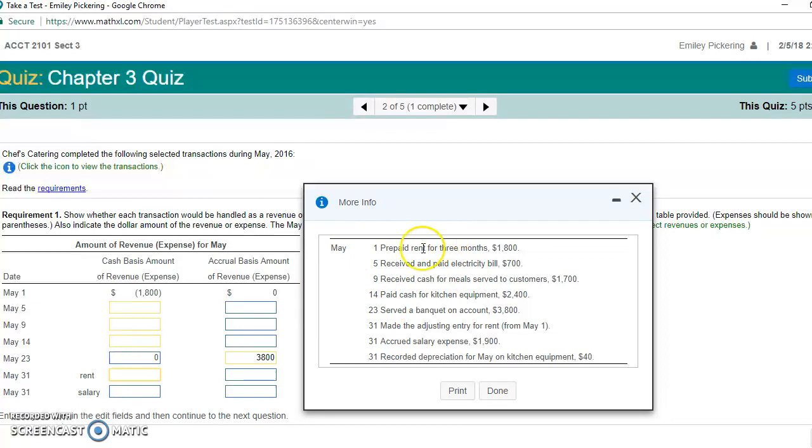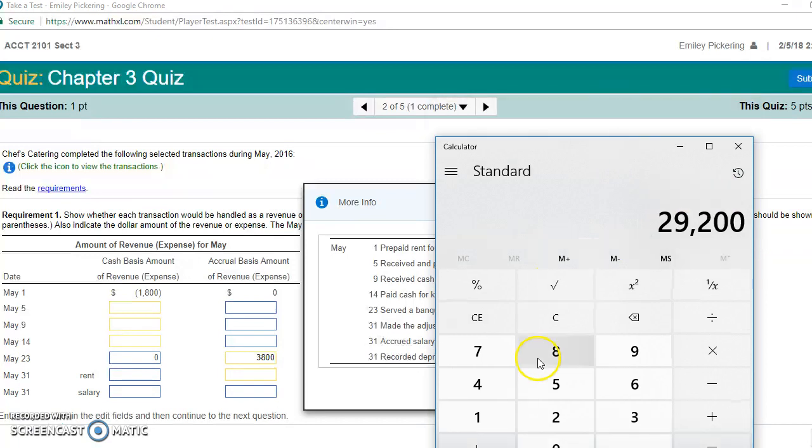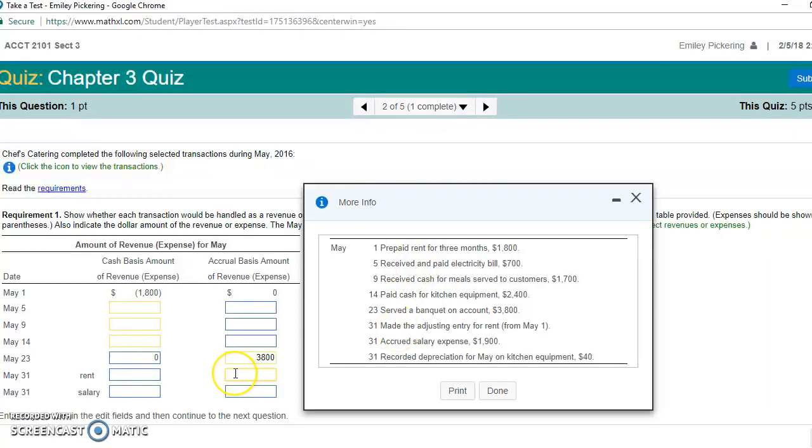So prepaid rent, if we're doing the cash basis of accounting, that would not change anything. For our rent, what I'm going to do is I'm going to take $1,800 that we prepaid for 3 months. So we're paying $600 a month. We want to now account for that 1 month. So it would be -600.